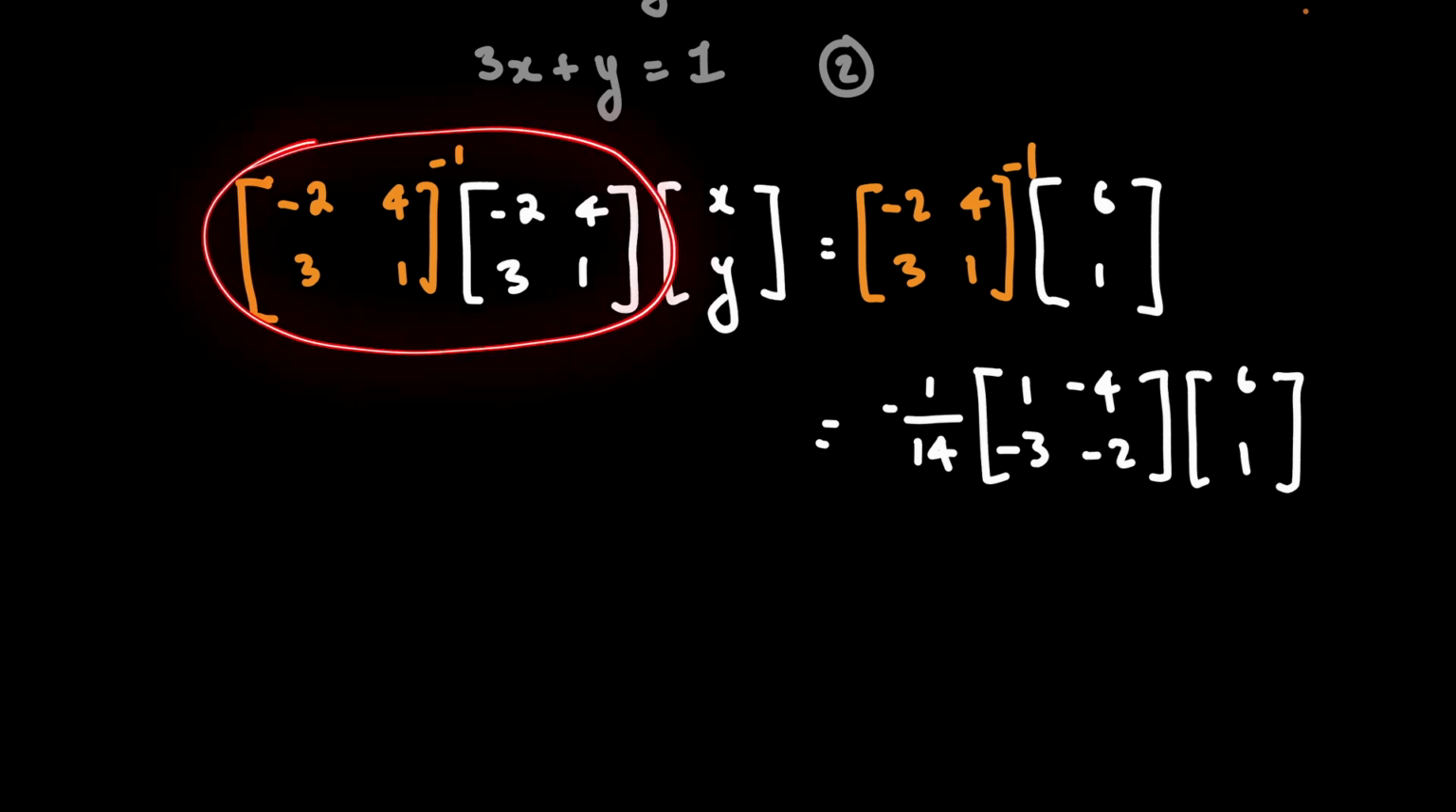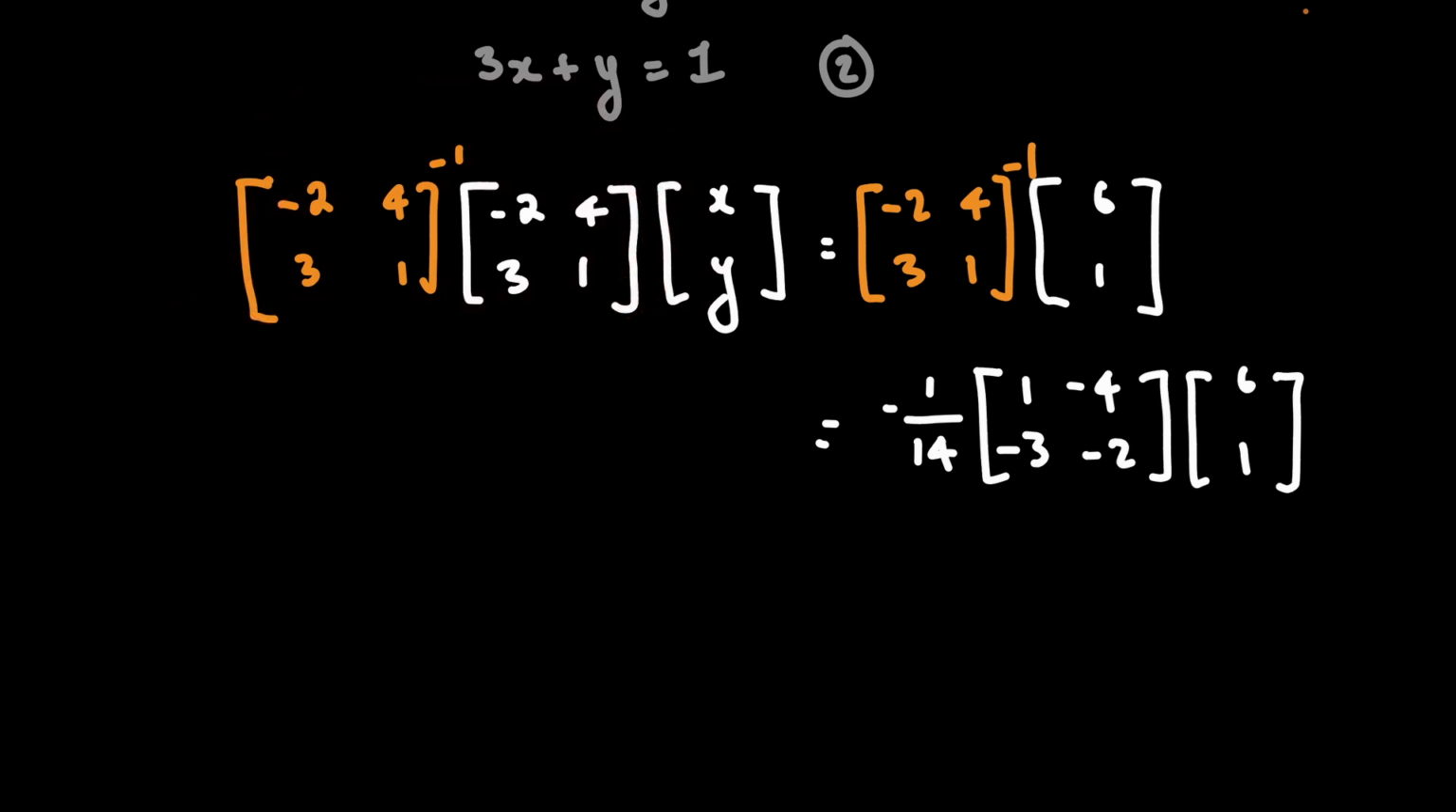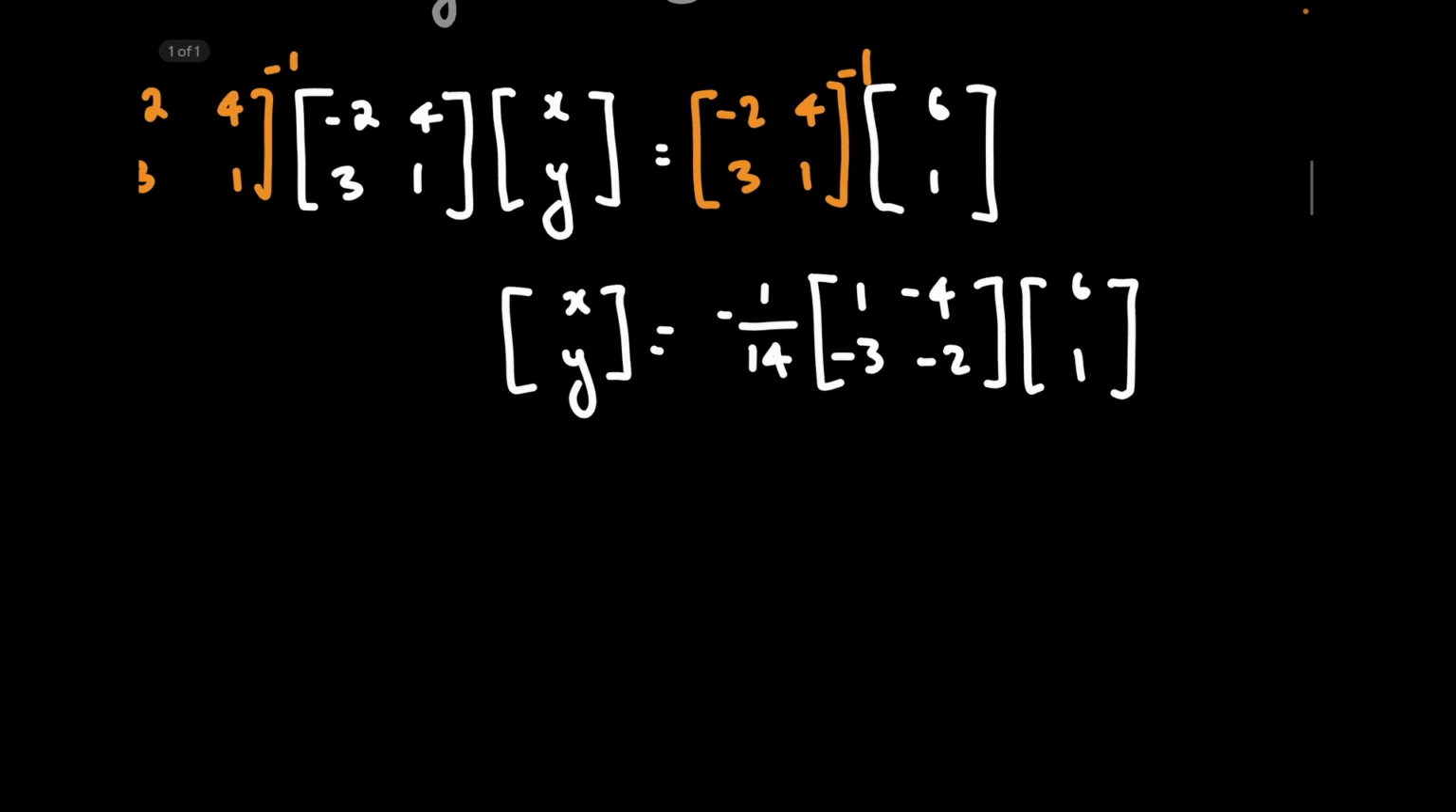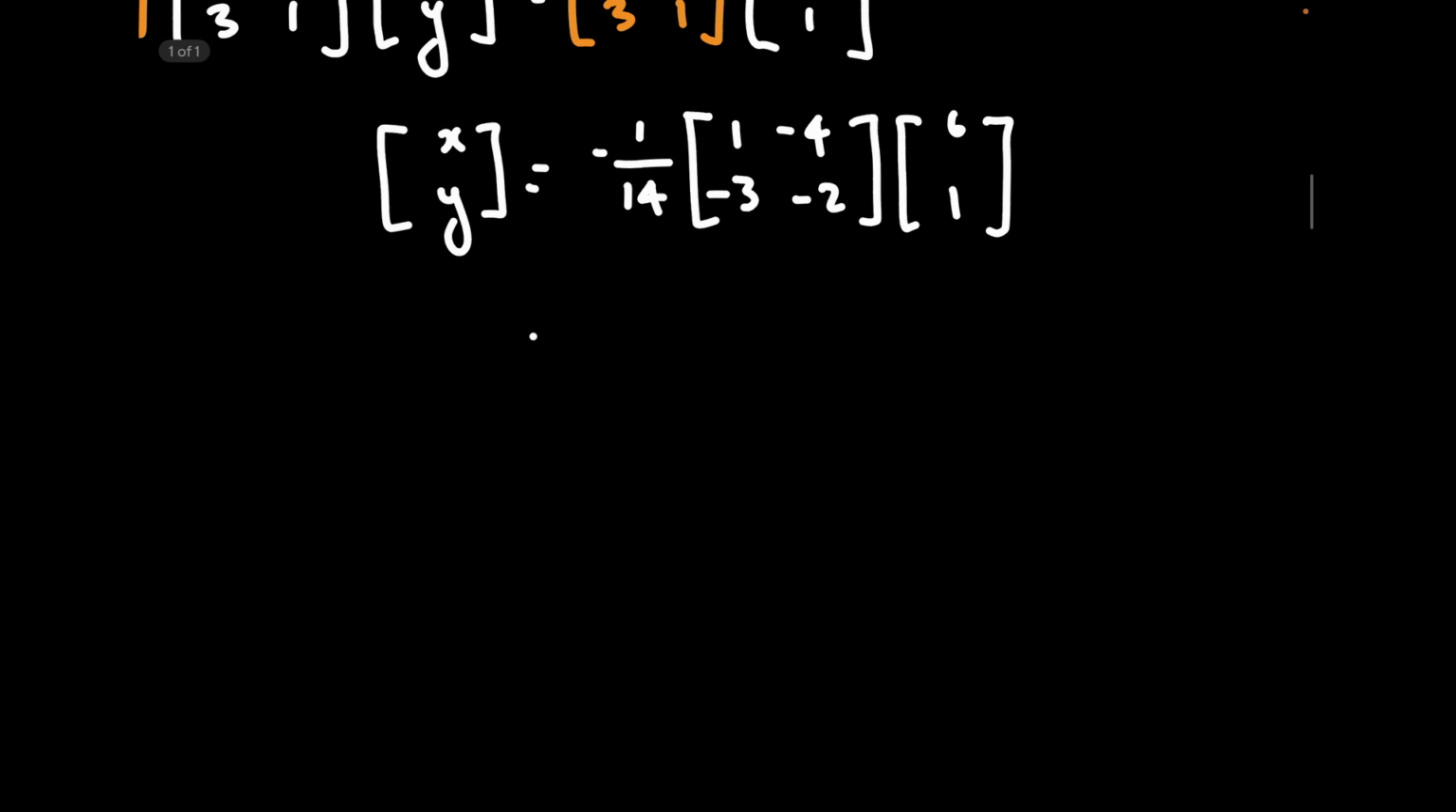On the left-hand side, we have that these two matrices times to each other will simply give us the identity matrix. In other words, they just cancel each other out. So we can say that xy is going to be equal to this equation here. So now we just have to evaluate the right-hand side.